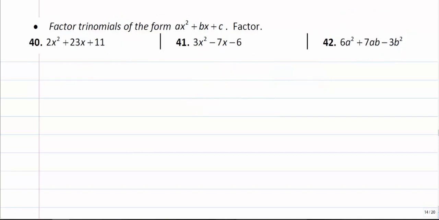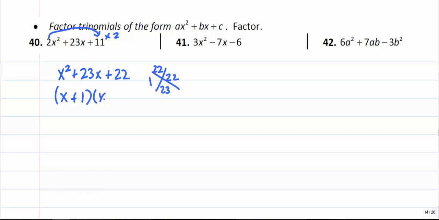All right, the next grouping should be Claudia's method, right? This is Claudia's method. So you're going to have to, like on this one, you're going to bring this number back. So I'm going to multiply by 2. So I end up with the equation x squared plus 23x plus 22. And so the two numbers that do that are 1 and 22. So x plus 1, x plus 22.